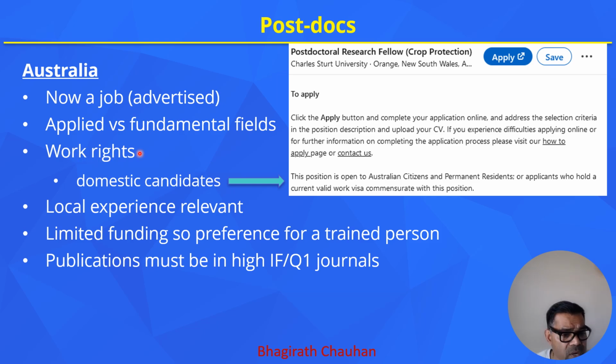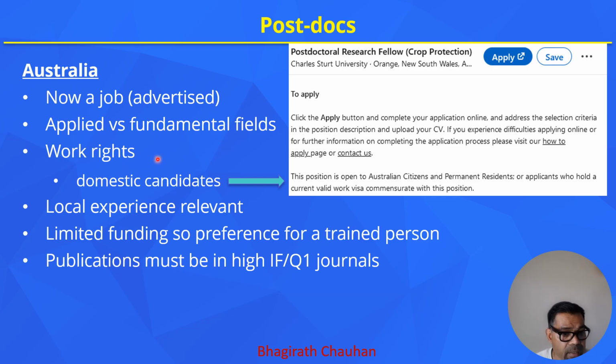Also, work rights. Some of these positions are only for domestic, only for Australians. Just as an example, I saw this morning a postdoc research fellow position at Charles Sturt University in Wagga Wagga, and they mention that this position is open to Australian citizens and permanent residents, or those who hold a current valid work visa. So if you are overseas and don't have a valid work visa, you can't apply. So you need to really check these things.